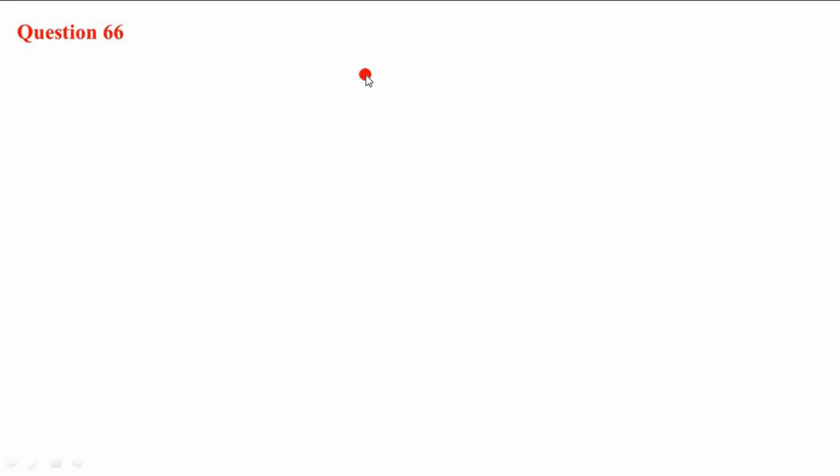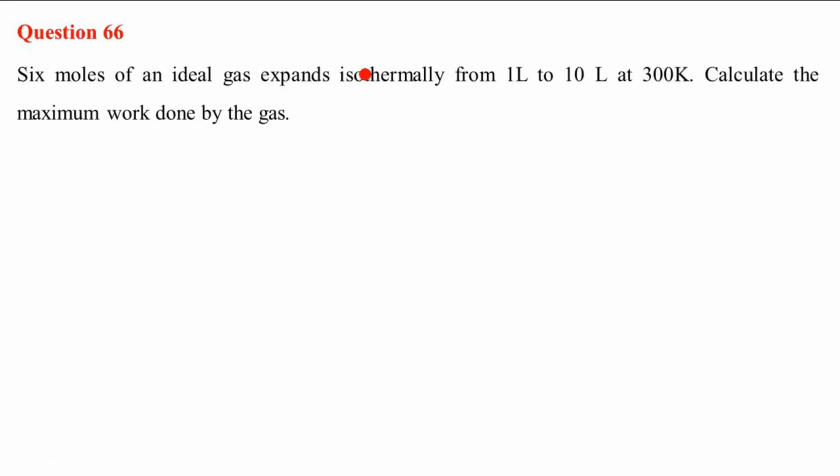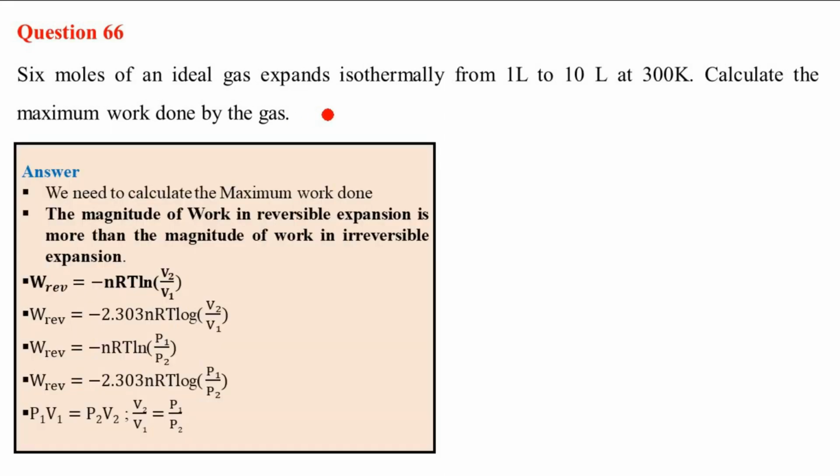Let's move to question 66. Question 66 is asking: we have 6 moles of an ideal gas, which is expanding isothermally, at constant temperature, from 1 liter to 10 liter. Calculate the maximum work done by the gas. Here, we need to calculate the maximum work done. We don't know whether it is reversible or irreversible, because we need to check in which way we have the maximum work done.